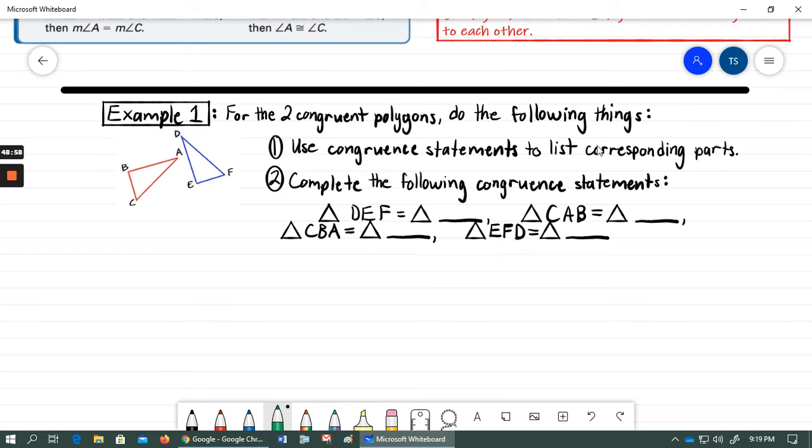All right, so number one. They said use congruent statements to list the corresponding parts. So if we were going to list out the corresponding angles, let's do that. And then, of course, if we were going to list out the corresponding sides, let's do that too.